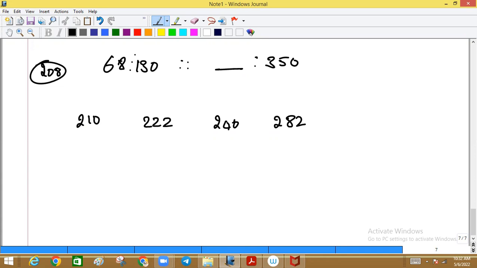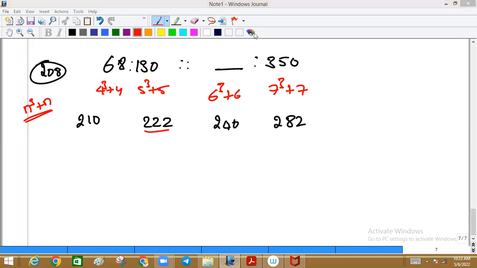What is the value? What is the format? In n cube plus n format. 68 means 4 cube plus 4. 130, 5 cube plus 5. 350, 7 cube plus 7. So obviously, what is the answer? 6 cube plus 6. Answer is 222. Yes, n cube plus n format.